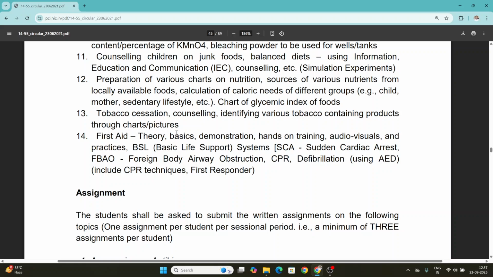First aid, theory basics, demonstration, hands-on training, audio-visual and practicals. BLS, basic life support systems. SCA, sudden cardiac arrest. FBAO, foreign body airway obstruction. CPR, defibrillation using AED. Include CPR technique. First responder.